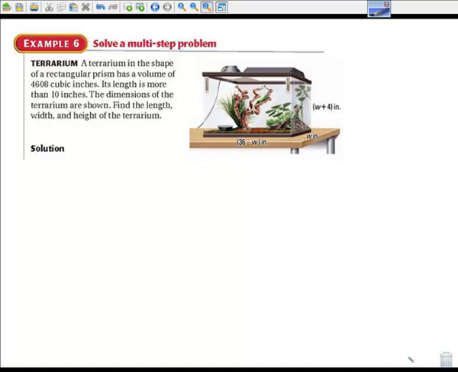And lastly, we have a terrarium in the shape of a rectangular prism. It has a volume of 4,680 cubic inches. Its length is more than 10 inches. The dimensions of the terrarium are shown. Find the length, width, and height of the terrarium. So, length, width, and height, I know that my volume is 4,608. That equals 36 minus W times W plus 4 times W.